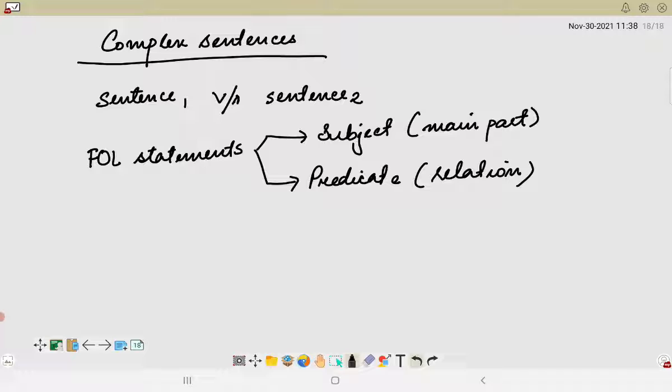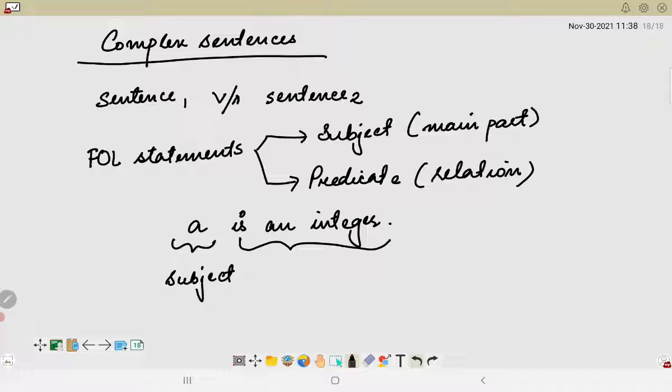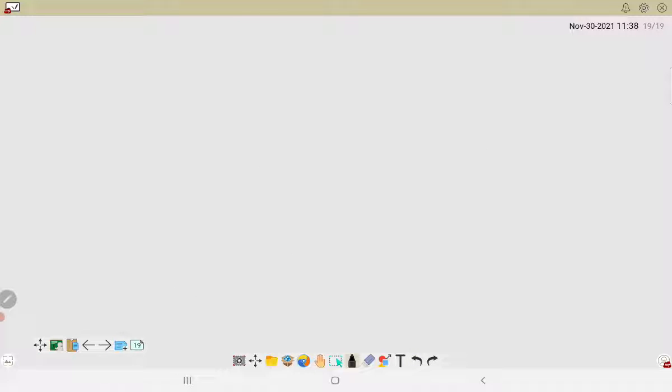For example, if I am considering "A is an integer." So if this is a particular statement that I have to represent, it will consist of two parts. The first part, A, is basically the subject, and the second part we can consider as a predicate. So subject and predicate will be combined in order to represent complex sentences. Similarly, if we have two sentences, we can also combine them. Now talking about the next one, which is the universal quantifier.